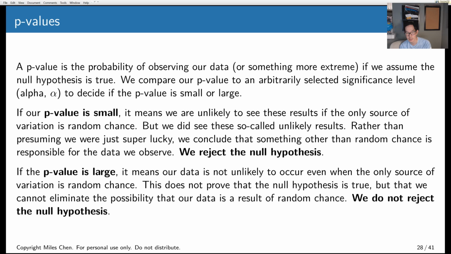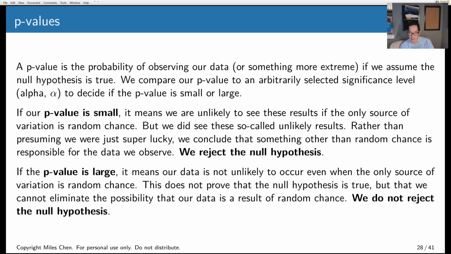And so if that's what we actually got, we did actually see these, quote, unlikely events. And so rather than just presuming that we were super lucky and somehow got these really wild results, the easier conclusion is that something other than random chance is responsible for the data we observe. And we would reject the null hypothesis. We'd say, you know what? I don't think that the two populations have the same mean and I just happened to get two samples that were wildly different. The easier explanation is that the two populations actually have different means, and that's why I'm getting two samples where the means are different, okay?